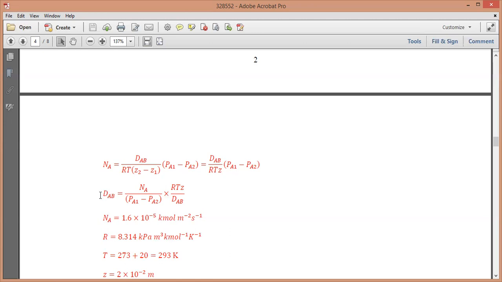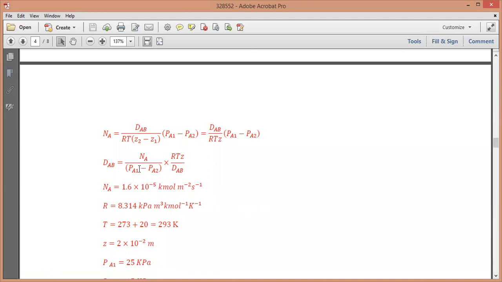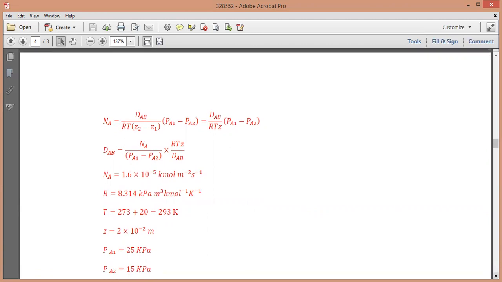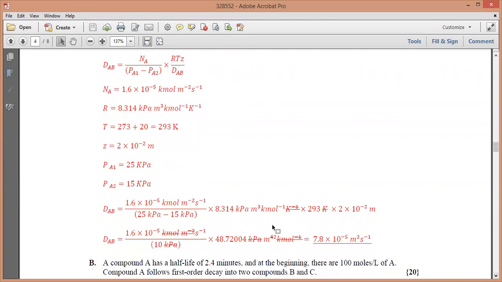Okay, so when you get D there, as DAB, which is a coefficient of diffusivity, this is what you get also. So you have your NA over the partial pressure multiplied by this. Again, you'll find the details in your notes. It will be more illustrated there. So this is the data that you have from the question. Okay, this is the data from the question. And then DAB. This is what we get from here.